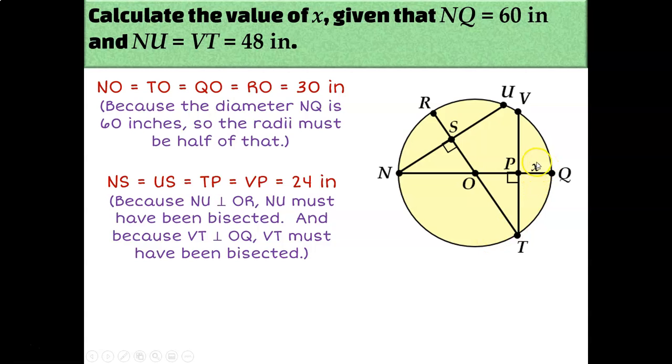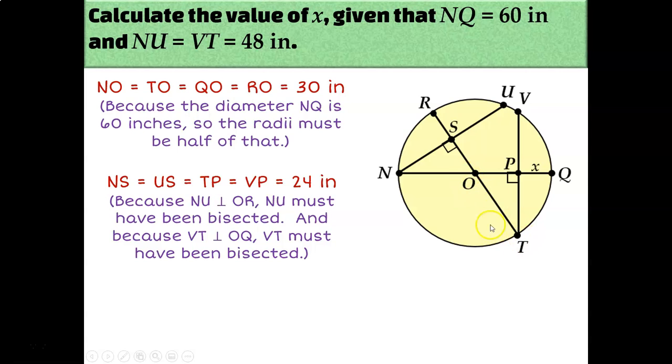Unlike our other problems, X is not one of the side lengths of a right triangle. Instead, it's a part of a radius. And I know the length of the whole radius is 30. So if I could figure out the length of OP, then I could subtract the radius and OP to figure out X. So I am going to have to use the Pythagorean theorem like we did on the other problems.